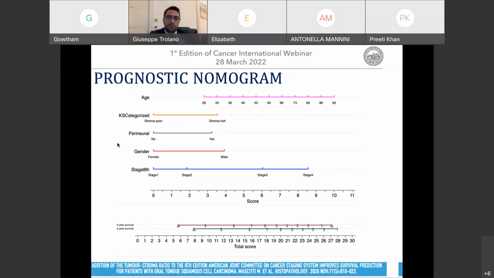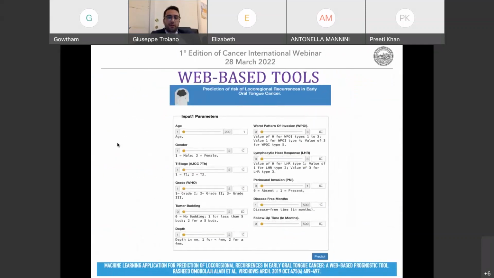Another approach is the development of web-based tools. This one was developed in Helsinki, and is freely available for tongue cancer. It is also based on multiple prognostic factors that are put together in a prognostic model and can be freely accessed and used to quantify the specific probability of survival, or in this case recurrence, for each patient.